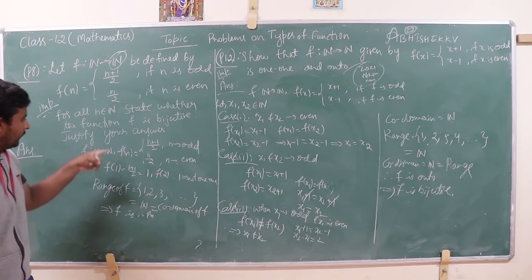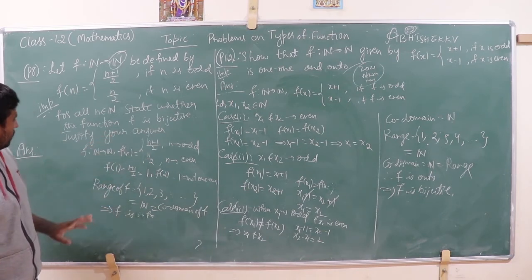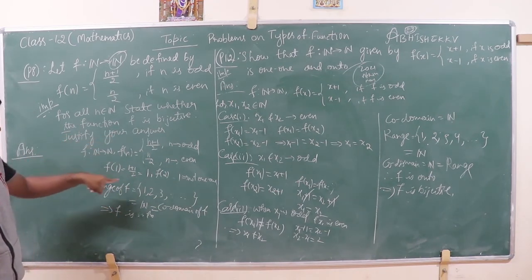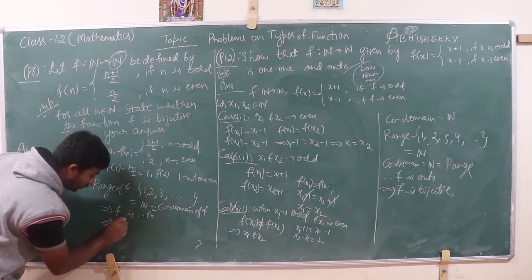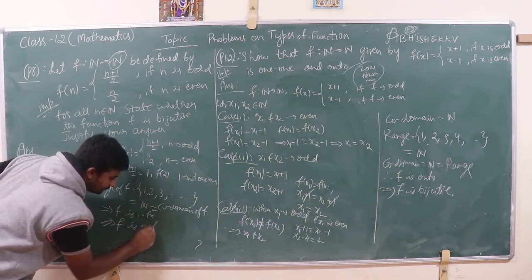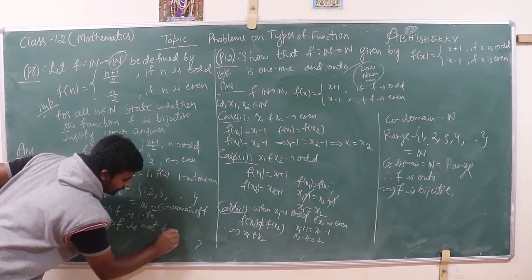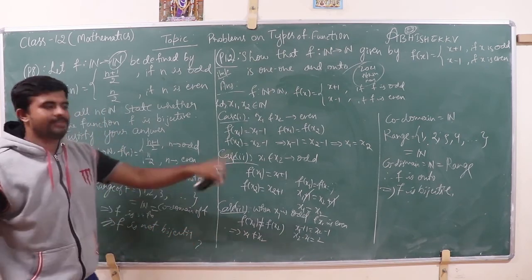But here, F is not 1-1, but F is onto. Therefore F is not bijective. F is not bijective. But for that problem, F is bijective.